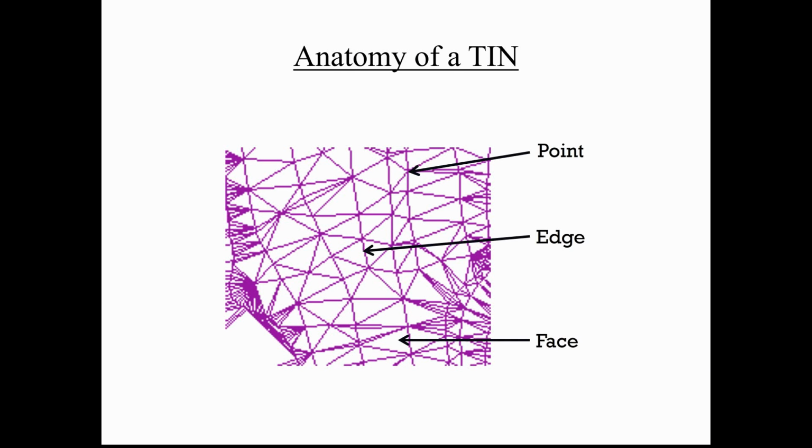If we look at the anatomy of a TIN, it's composed of points, edges, and faces. A point represents an input data value that is preserved and defines an endpoint for a triangle. The edge is the line drawn between each point, which creates the outline of the triangles. The face is the area or surface inside each of the triangles.